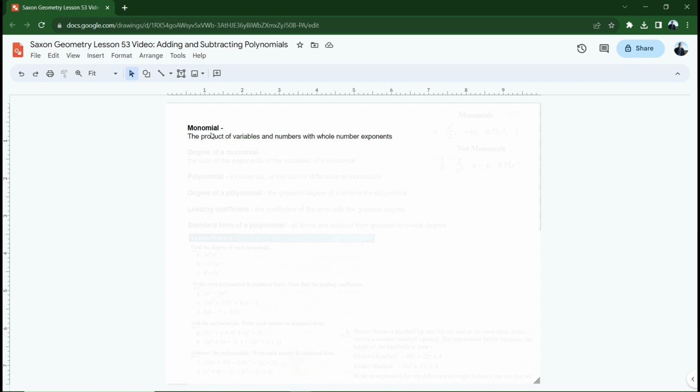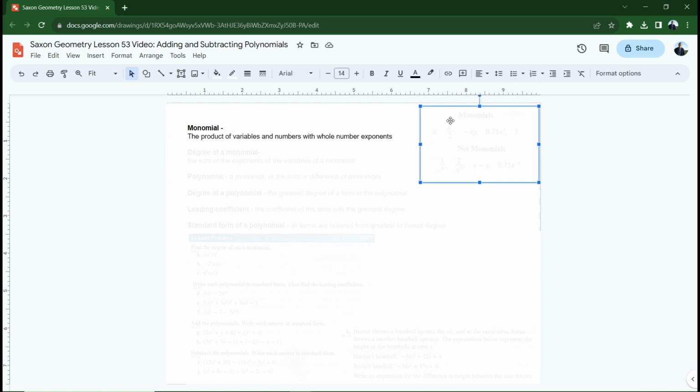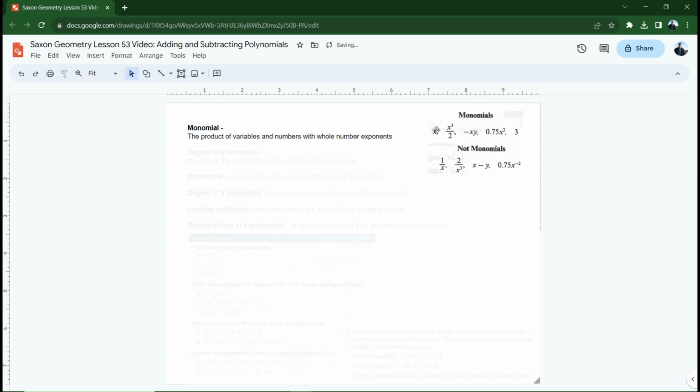So let's start with monomial. A monomial is the product of variables and numbers with whole number exponents. Okay, so let's take a look at some things that are monomials. Notice that I have variables, and they can have whole number exponents, 3, 2, okay? And notice also that they can be multiplied by things. This one's being multiplied by 0.75. This one's being multiplied by 1/2.